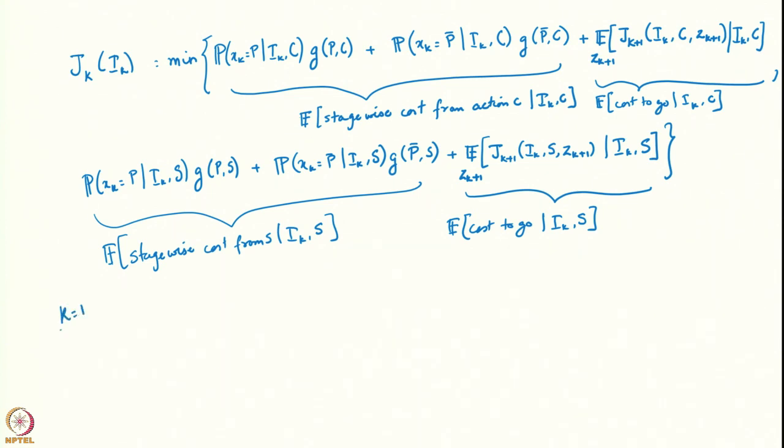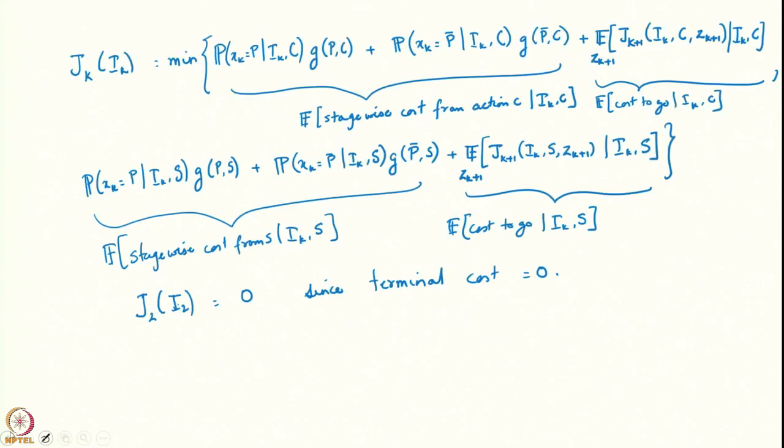So let me write this for k equal to 1. I have J1 of I1 that is to be written out using these terms, and in that, in place of J2, what I will really have here is the terminal cost, and terminal cost is actually equal to 0. So J2 of I2 is equal to 0 since terminal cost is 0.